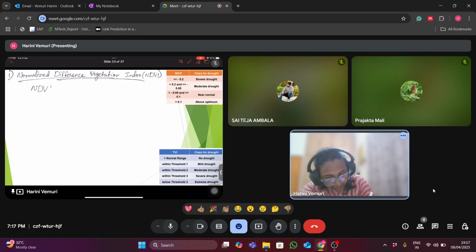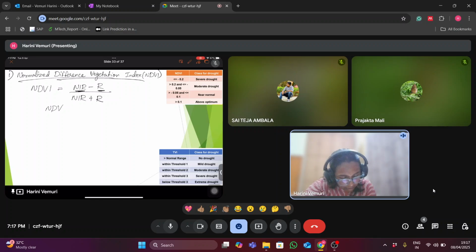NDVI is calculated as NIR minus R by NIR plus R. Here we are talking about reflectance in the near infrared region and red band. NIR represents the reflectance in the near infrared region, and R represents the reflectance in the red band. So using the reflectance values, we calculate the NDVI values. Generally, NDVI ranges from -1 to +1.